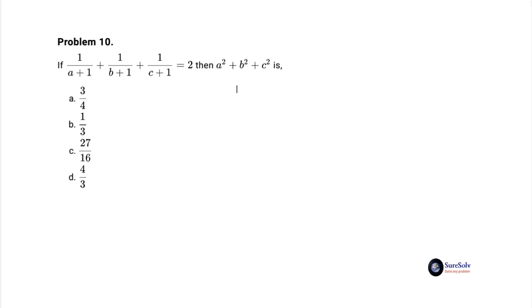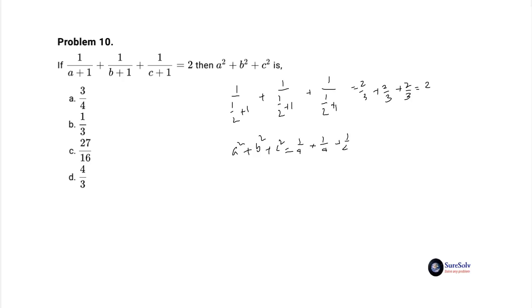Like 1 by half plus 1 plus 1 by half plus 1 plus 1 by half plus 1 equal to 2 by 3 plus 2 by 3 plus 2 by 3 equal to 2, and A square plus B square plus C square equal to 1 by 4 plus 1 by 4 plus 1 by 4 equal to 3 by 4. But that is intuitive, which is uncertain.